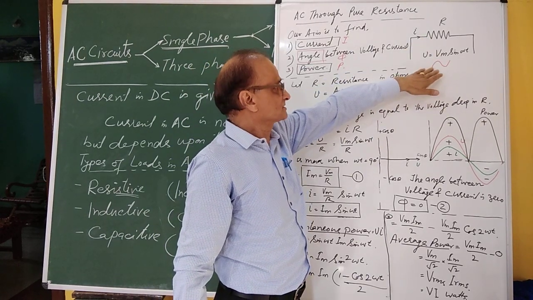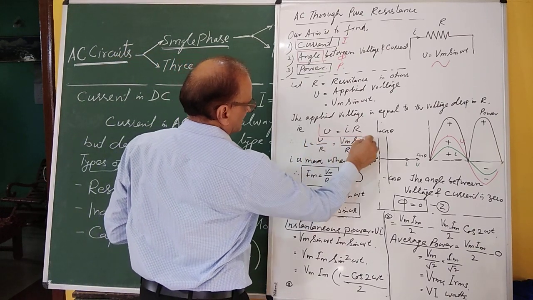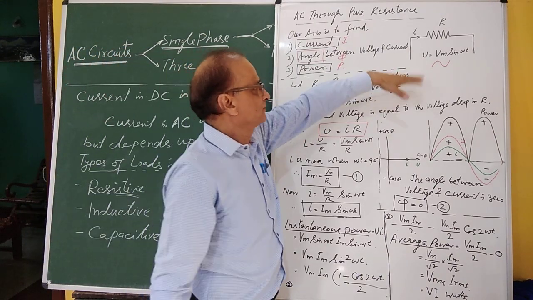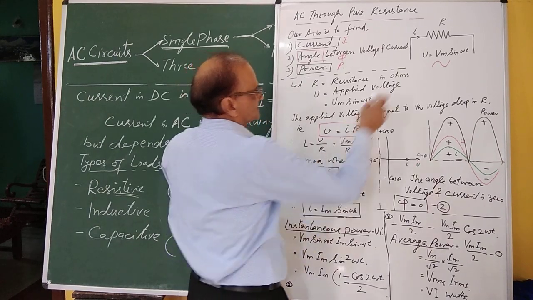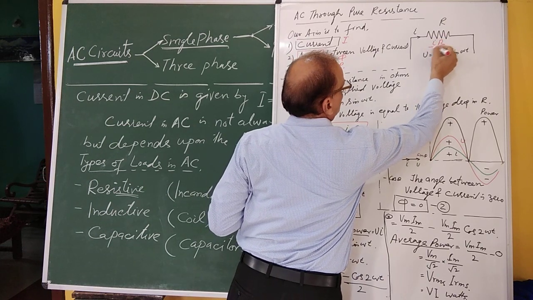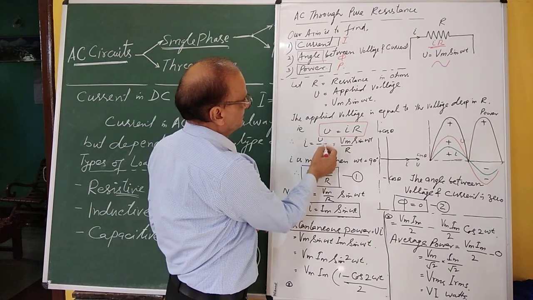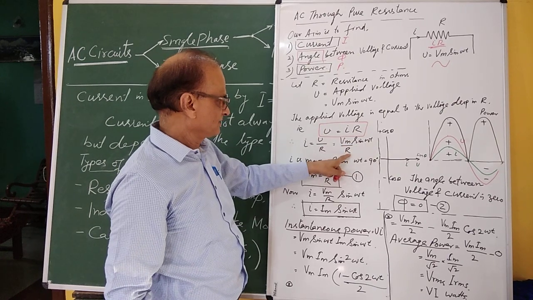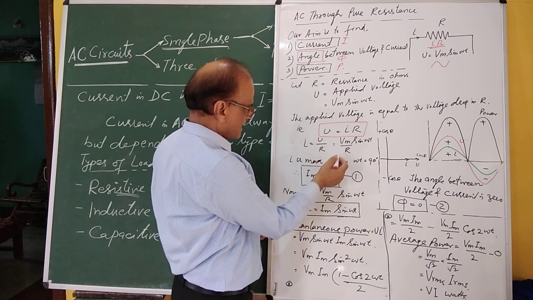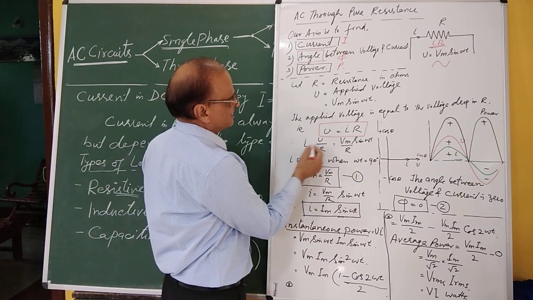When resistance is connected across the AC supply, the value of V is equal to I into R. When an alternating voltage is applied to the resistance R, the voltage drop across this resistance is equal to I into R. From this relation, we can find I. So I is equal to V by R, and V is equal to Vm sin omega t, so I is equal to Vm sin omega t by R. Now this small i is the instantaneous value of current, capital Im is the maximum value of current, and capital Vm is the maximum value of voltage. Now this i depends upon the angle theta.